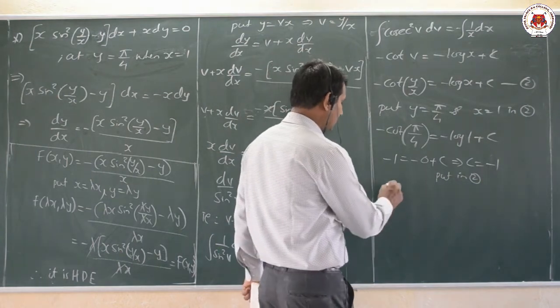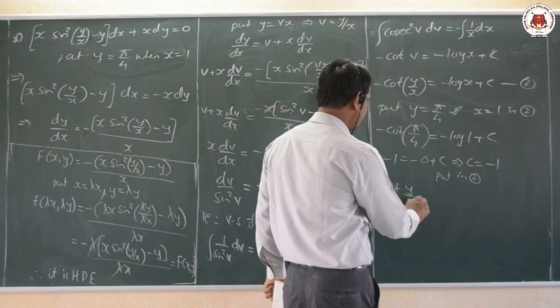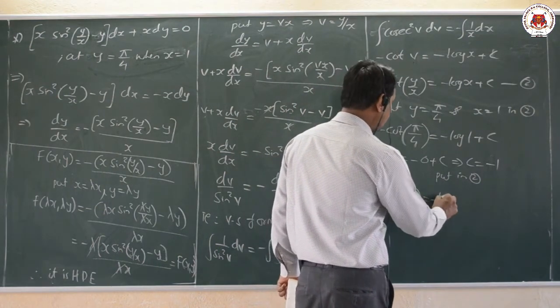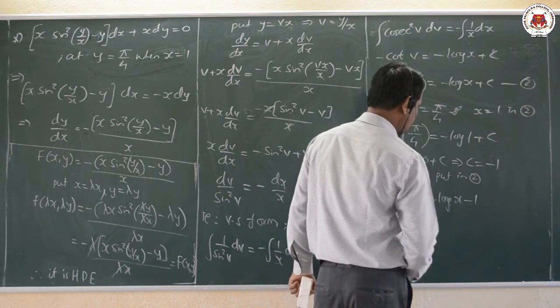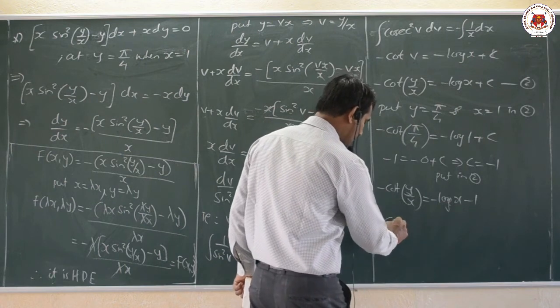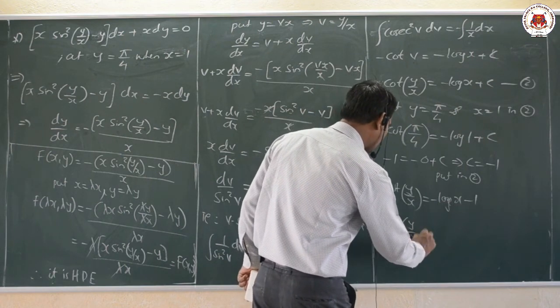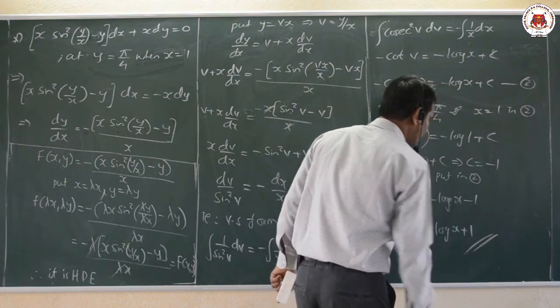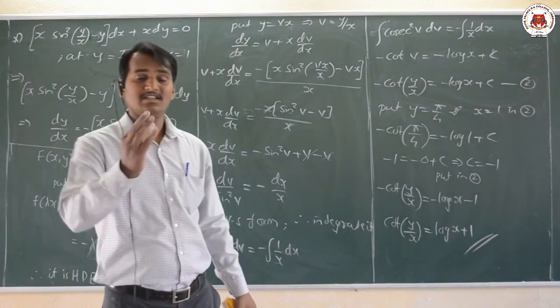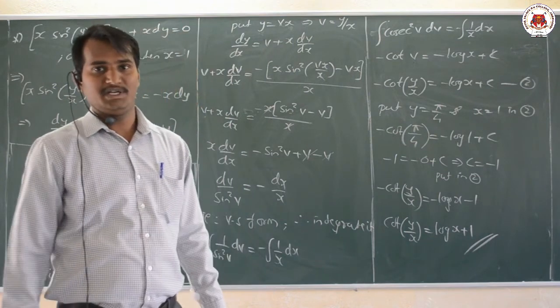So what we get here is minus cot of y by x equal to minus log x minus 1. You can take the minus sign outside, so we get cot of y by x equal to log x plus 1. That is nothing but our required answer, a very simple and easy example.